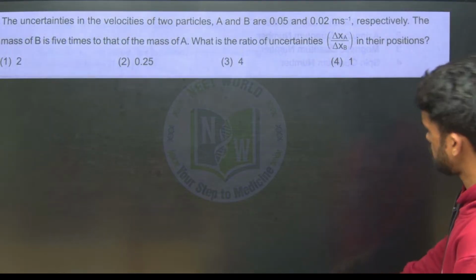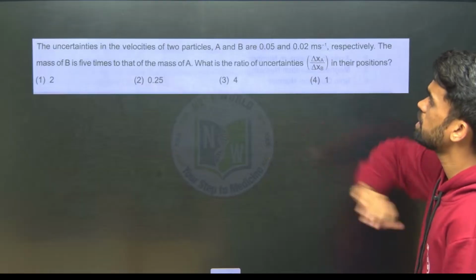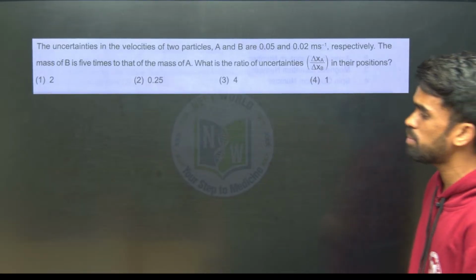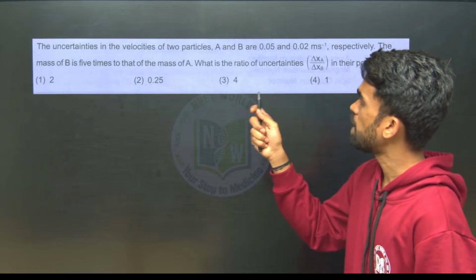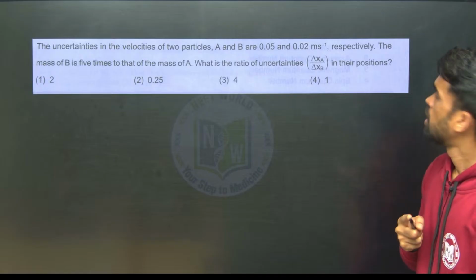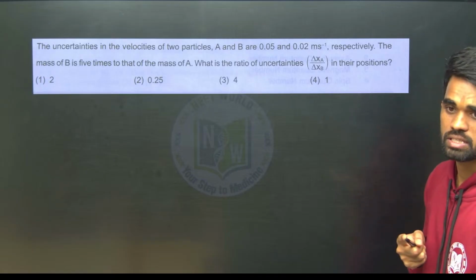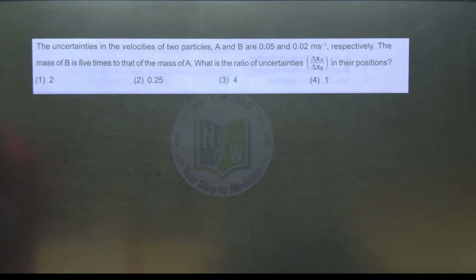Look at this. The uncertainty in the velocities of two particles A and B are given like this. The mass of B is 5 times the mass of A. The ratio of uncertainties in their positions is asked. So tell me, how can we do this? Just try that from your side.